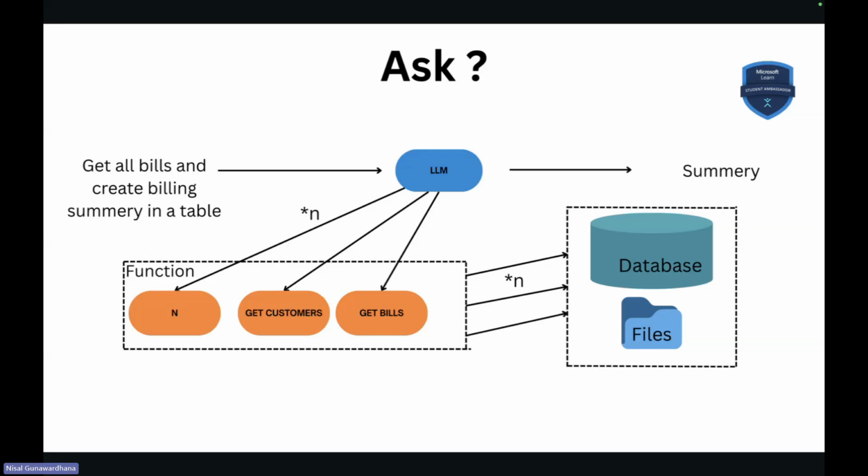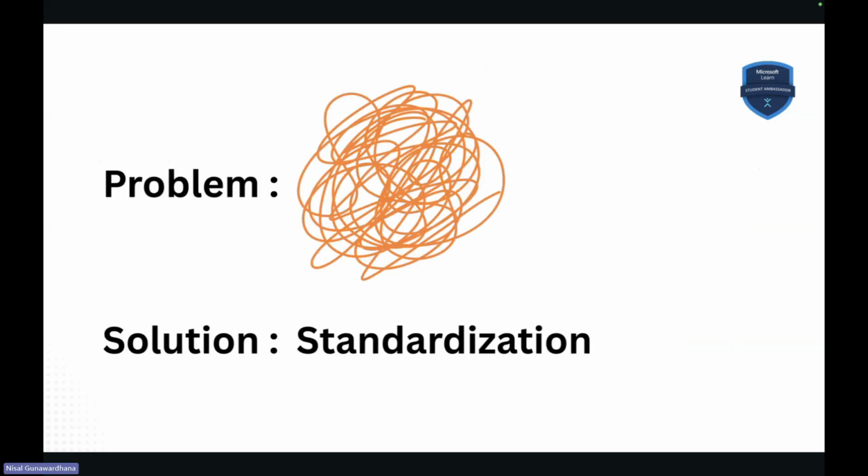So that means these connections are not standardized. It has messy connections, right? I mean a messy way of communication, right? So we identify what the problem is. The problem is messy communication. So the solution is standardization. Right.